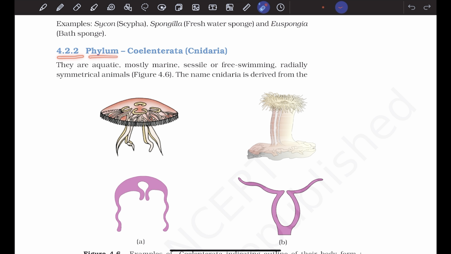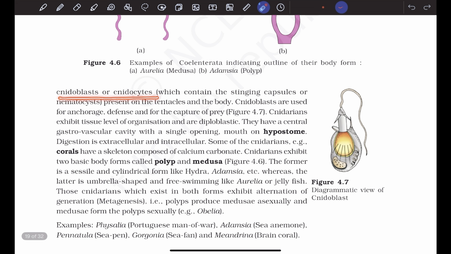4.2.2 Phylum Coelenterata or Cnidaria. They are aquatic, mostly marine, sessile or free-swimming, radially symmetrical animals. Figure 4.6. The name Cnidaria is derived from the cnidoblasts or cnidocytes, which contain the stinging capsules or nematocysts present on the tentacles and the body.